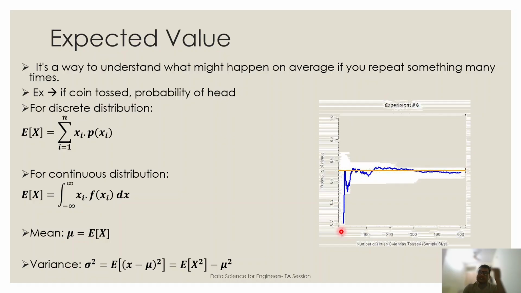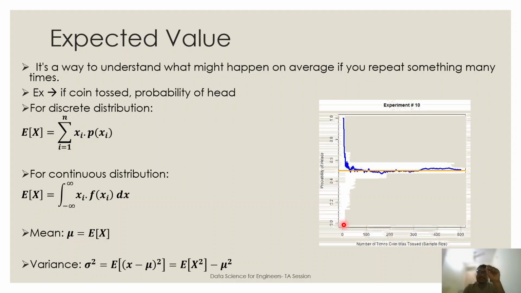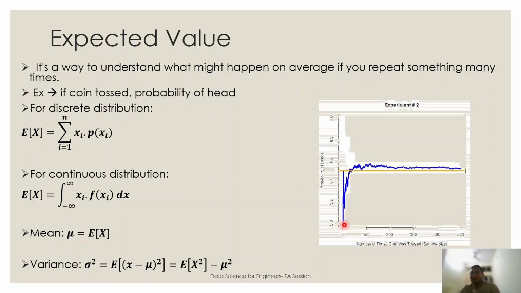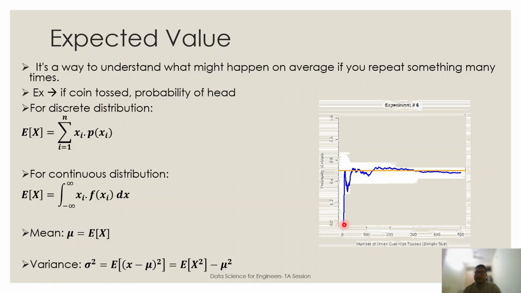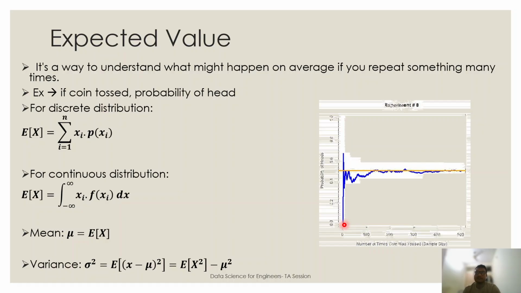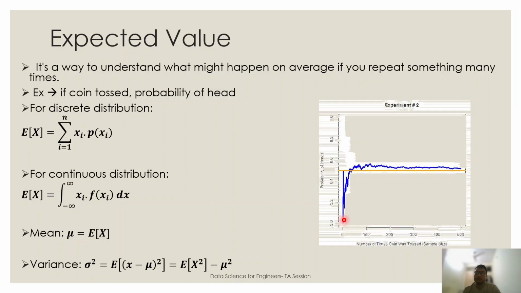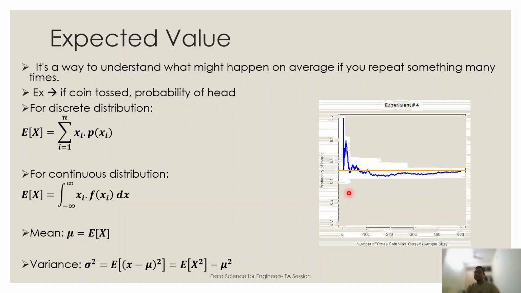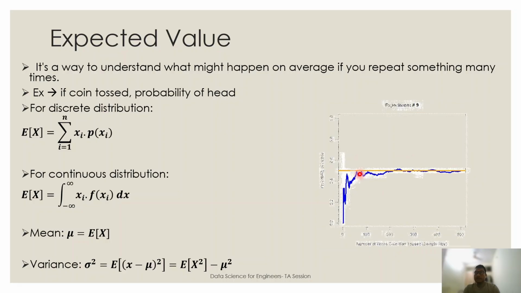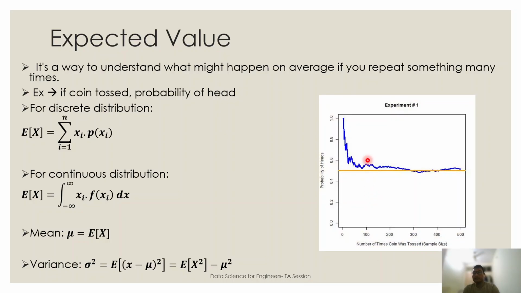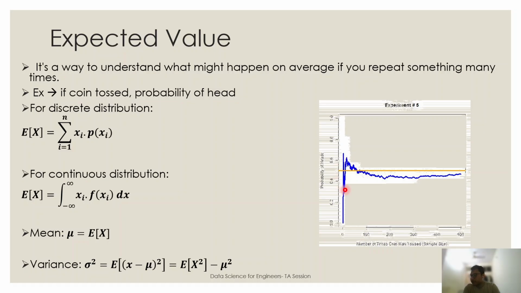Initially, you can see it's going up and down. Someone got tails in the initial case. With one particular flip, he got tails, so the probability of getting heads becomes zero. Then he flipped two, then he flipped again. He might get head or tail. He flipped again. When he flipped up to 500, you see the probability of getting heads reaching towards 0.5.